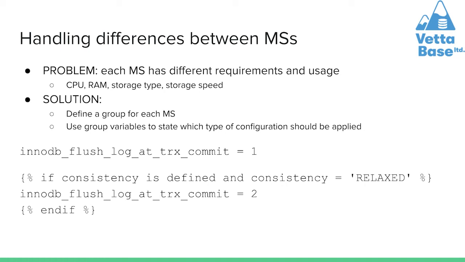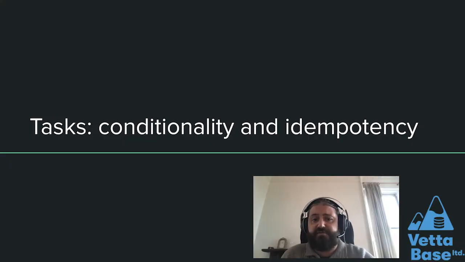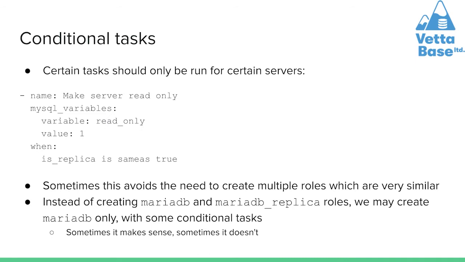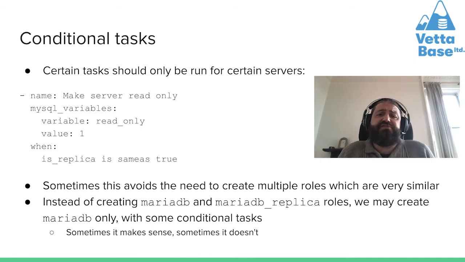So let's talk a bit about tasks and their conditionality and idempotency. So certain tasks should only be run for certain servers. For example, here you can see a task which sets read-only variable to 1. But we only want this to happen for replicas, certainly not for masters. So here we check if a variable called isReplica is set to true, or a value that is similar to true, like 1. And if it is, we run this task.